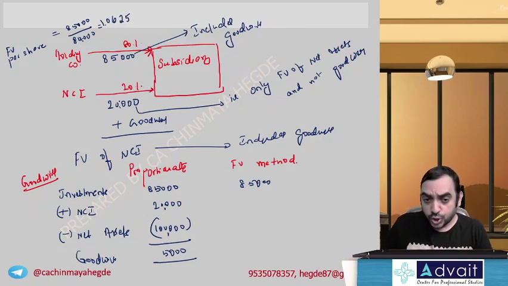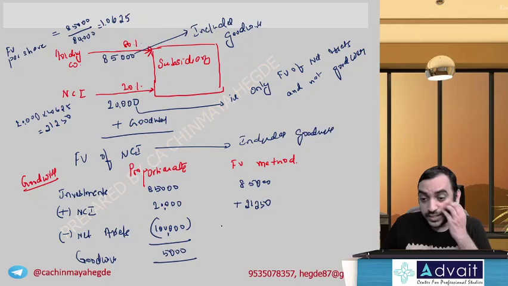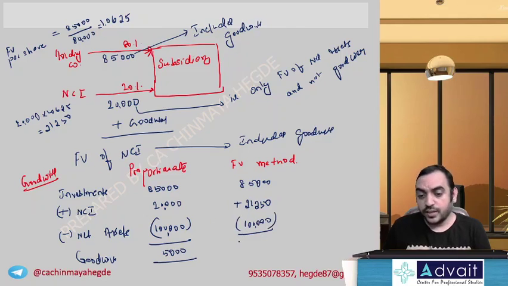Use the same thing now to value this also. 20,000 into 1.0625, or divide by 80 into 20, that also you can do. 21,250. So plus NCI 21,250, minus net assets, which is the same, only 1 lakh. So how much goodwill do you get now here?